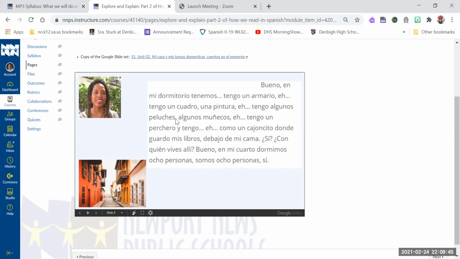All right, so glittering generalities. And you know your words from your Unit 2 vocab list. My room, we have, I have, closet, painting maybe? Some other stuff that we don't know yet in our vocabulary, and that's okay. I have, okay, my books, my bed. Now we know this one. Con quien vives ahí? With whom do you live there? My room, 8 people. Whoa, okay. So you got it.